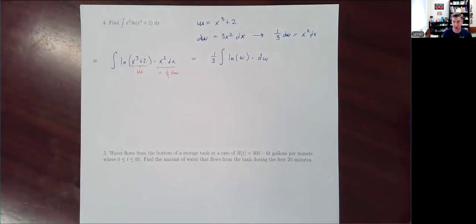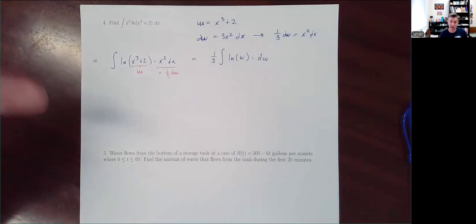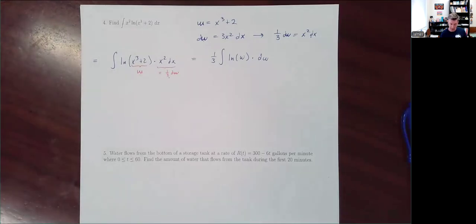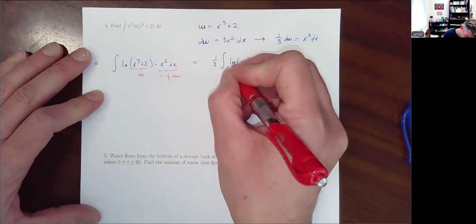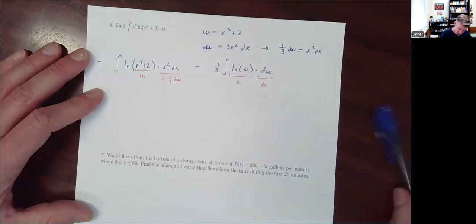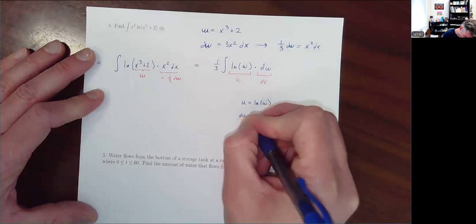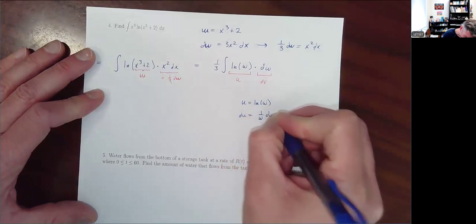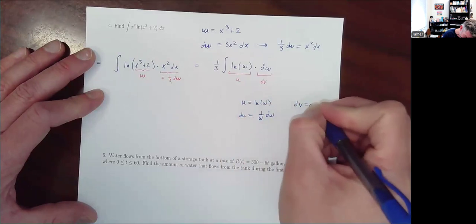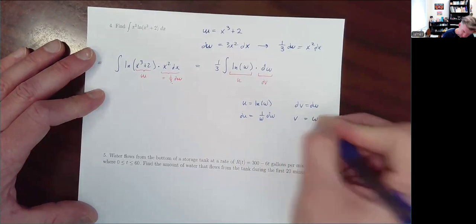Now, the integral of the natural log of x, or u, or w is an integration by parts problem. You let u equal the natural log of w, and you let dv equal the rest. This is why I chose w, so that I can still use u and dv for my integration by parts. So u is equal to the natural log of w, du is 1 over w times dw, dv is dw, and the antiderivative of dv is v, the antiderivative of dw is w.